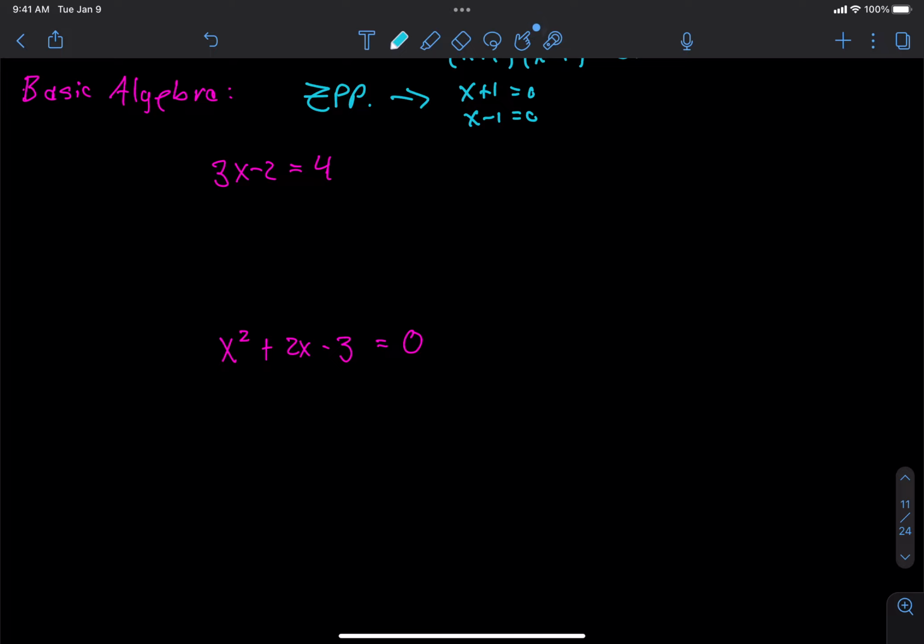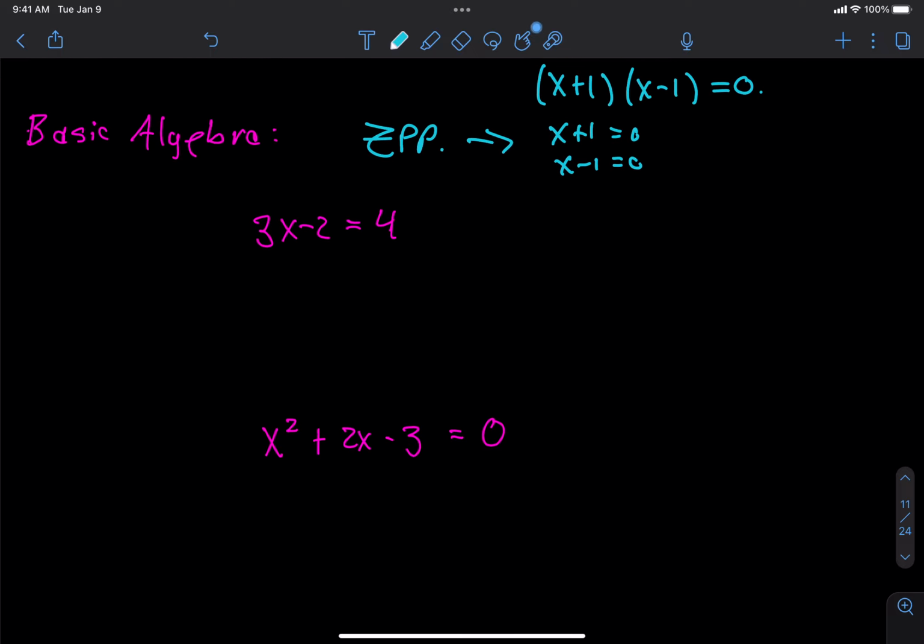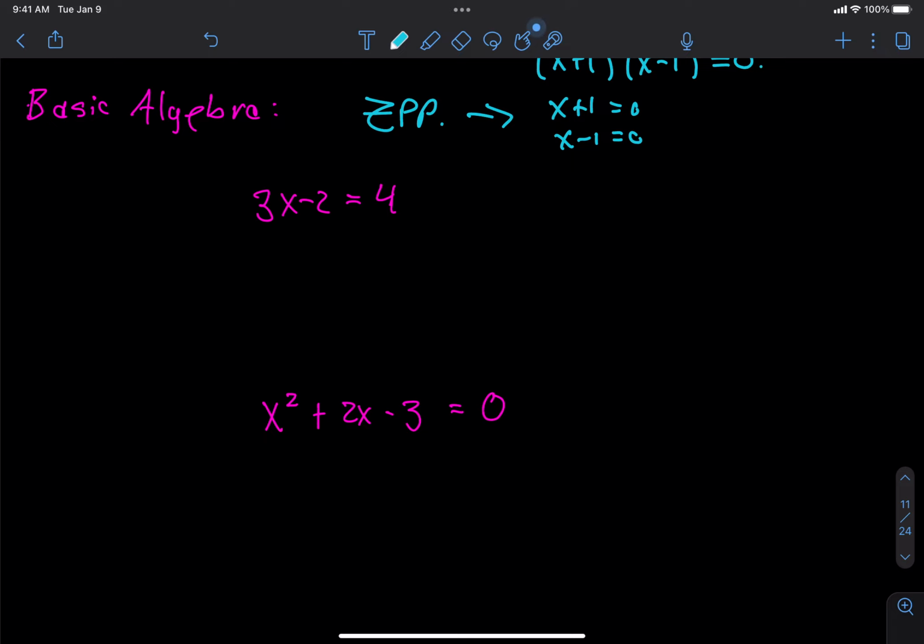For example, equations like 3x minus 2 is equal to 4. If we want to solve for x in this situation, what we need to do is isolate it. Okay, and so what we're going to do is basically reverse the steps of PEMDAS. The first thing we're going to do is move the 2 over to the other side, right? So plus 2, and what do we get? 3x is equal to 6.